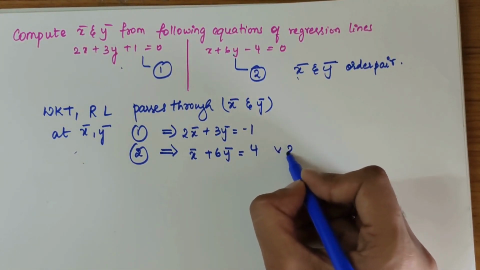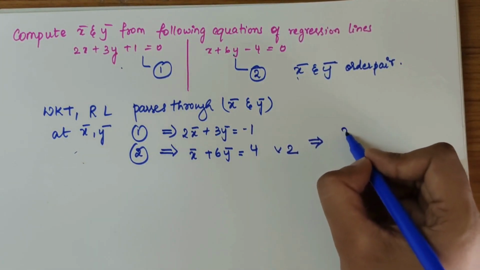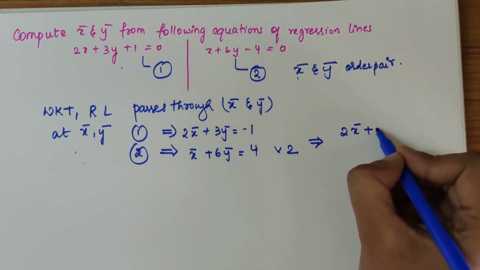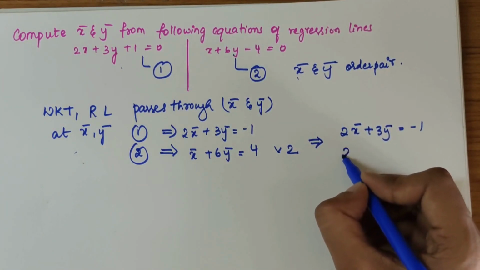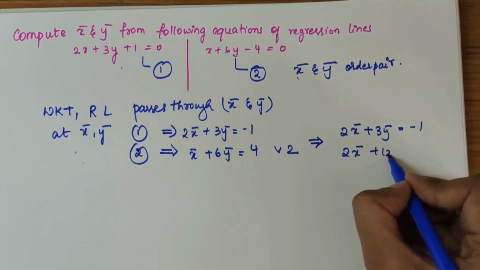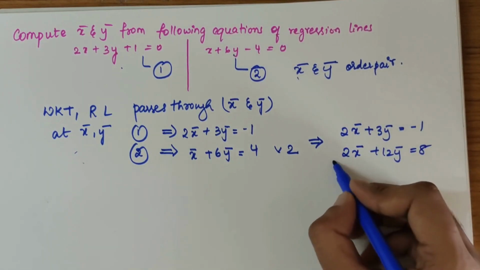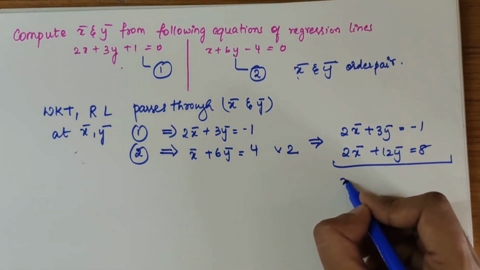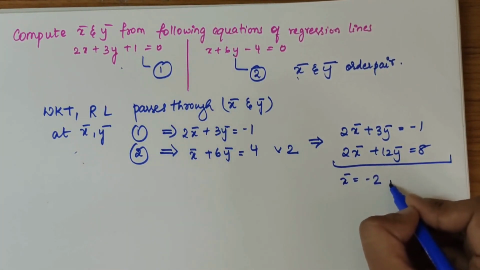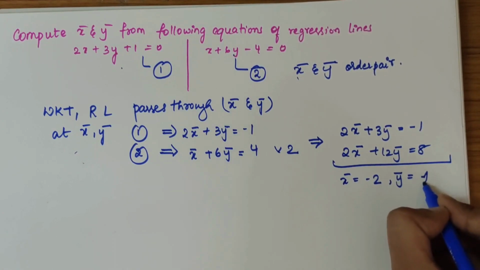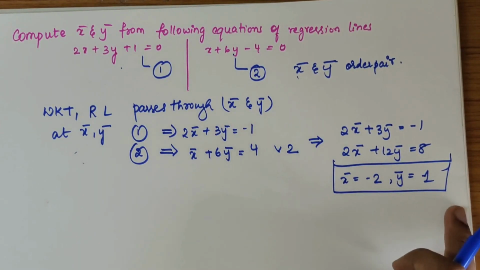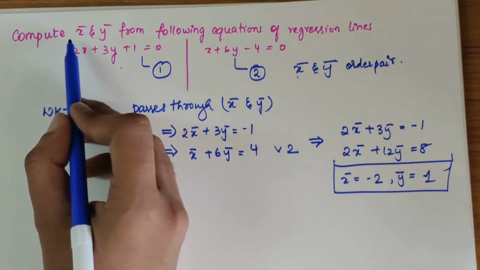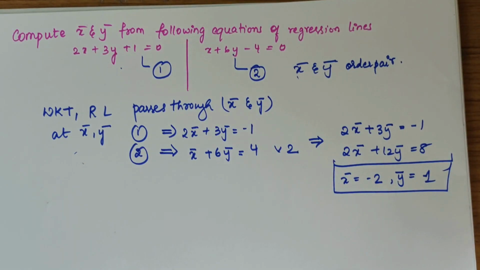So here multiply it by 2. You will get 2x bar plus 3y bar is equal to minus 1, and here 2x bar plus 12y bar is equal to 8. So if you solve these two equations, you will get x bar value as minus 2 and y bar value as 1. So x bar, y bar values are minus 2 and 1. So the first part of our question, that is computing x bar and y bar from the regression lines, is done.